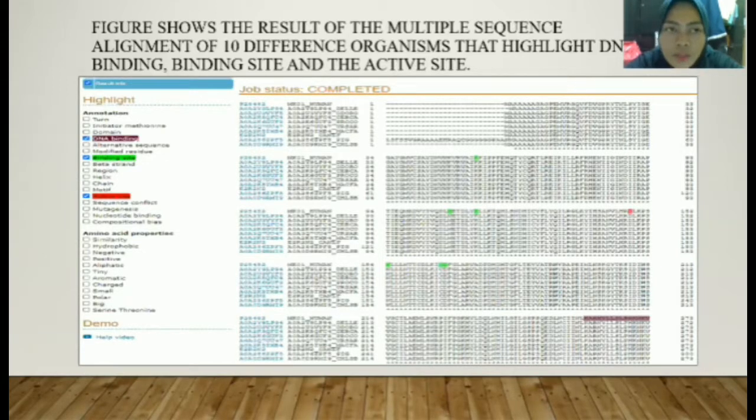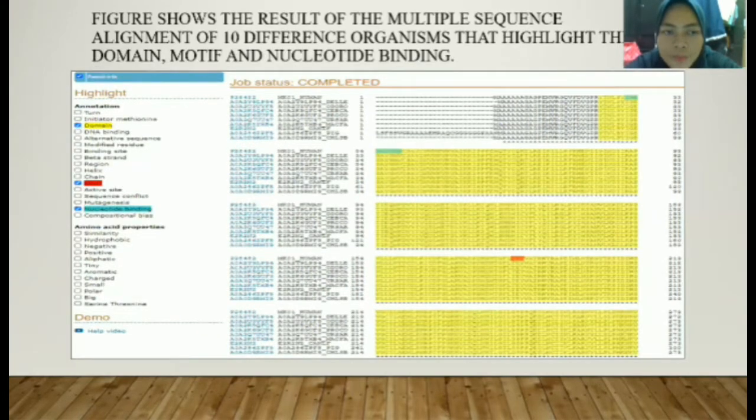So this is the figure that shows the result of the multiple sequence alignment of 10 different organisms, which highlights the binding site and the active site. The red one is for the active site, the green one is for the binding site, and the purple one is the DNA binding. So next is the figure that shows the result of multiple sequence alignment of 10 different organisms that highlights the domain, which is the yellow one, the motif, which is the red one, and the nucleotide binding, which is the blue one.